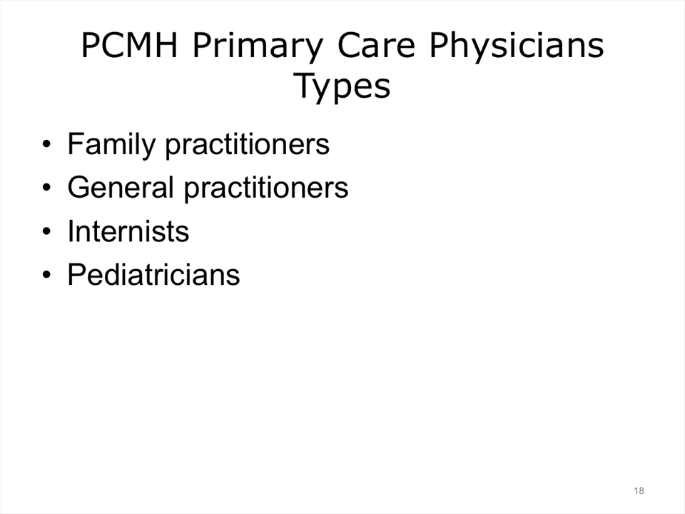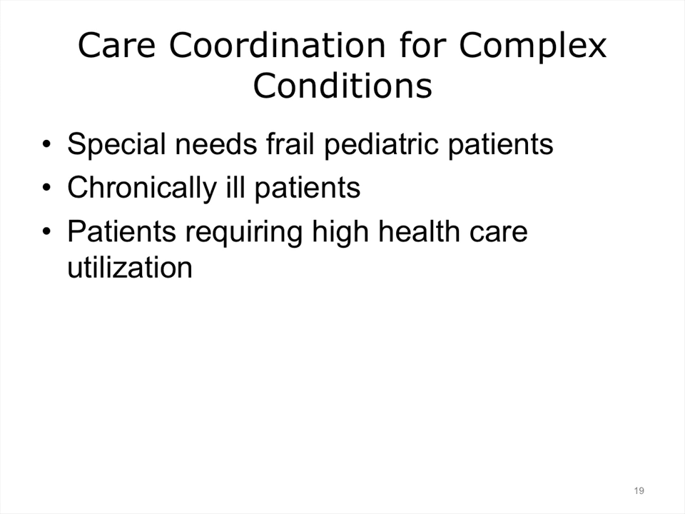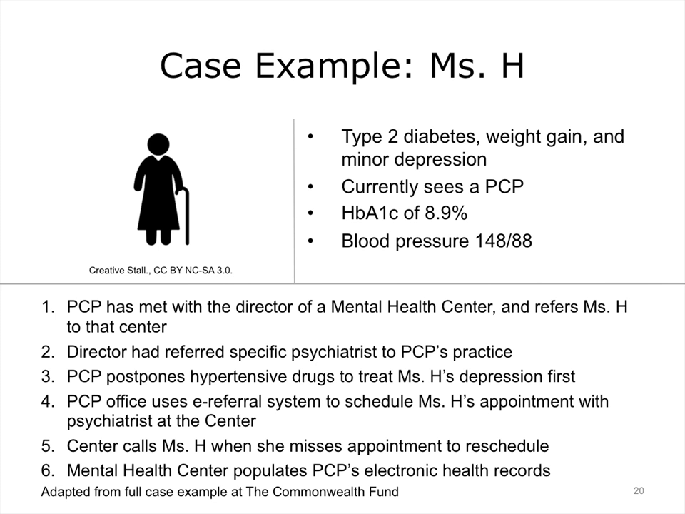Primary care physician team leaders may include family practitioners, general practitioners, internists, and pediatricians. Other multidisciplinary team members may also be care coordination team leaders. Models for coordinating care for poorly controlled or complex conditions include special needs frail pediatric patients, chronically ill patients, and patients requiring high healthcare utilization. Older patients with chronic disease need particularly complex care coordination as they often see many specialists and have lengthy medical histories.